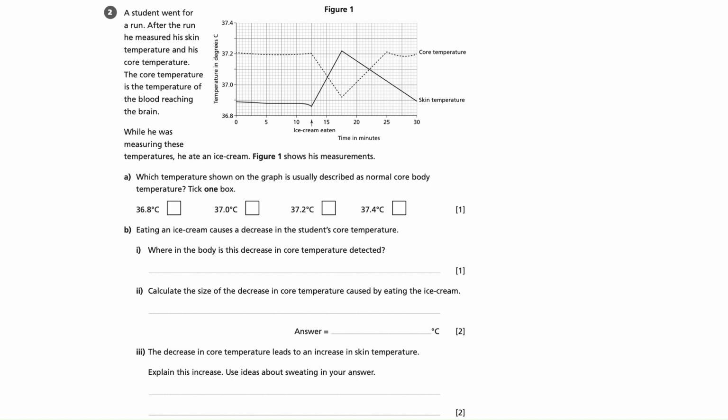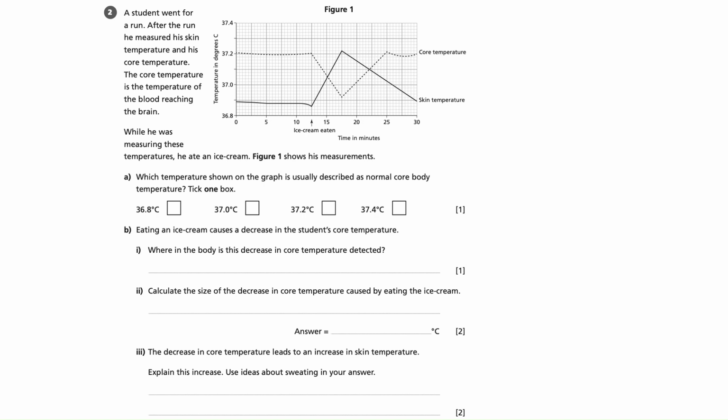So we can see the figure 1 on the right with the core temperature and the skin temperature and how it changes over that time period. I suppose what's key there is this idea that the ice cream eaten is causing a very obvious initial change to both the temperatures. Okay, let's look at the question parts now.